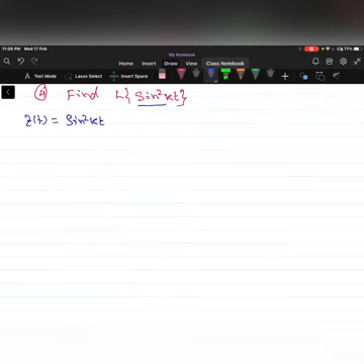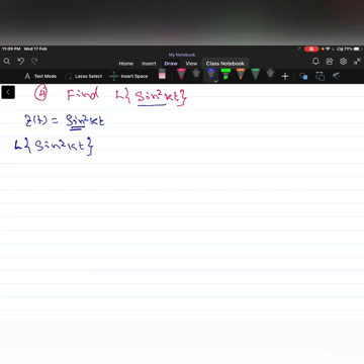Consider the next problem. Find the Laplace transformation of sine square kt. So now let us take f of t is equal to sine square kt. So now Laplace of sine square kt. But here we cannot find out directly Laplace of sine square kt.